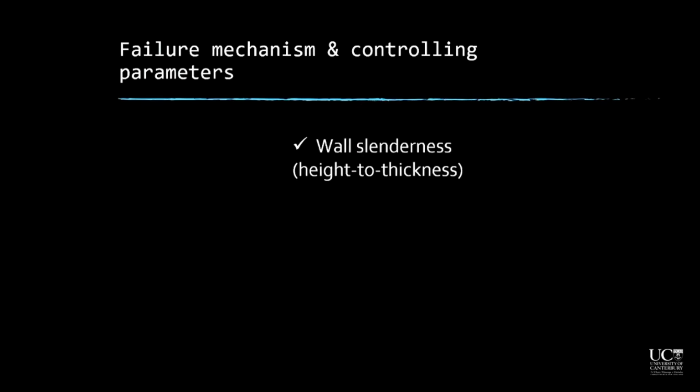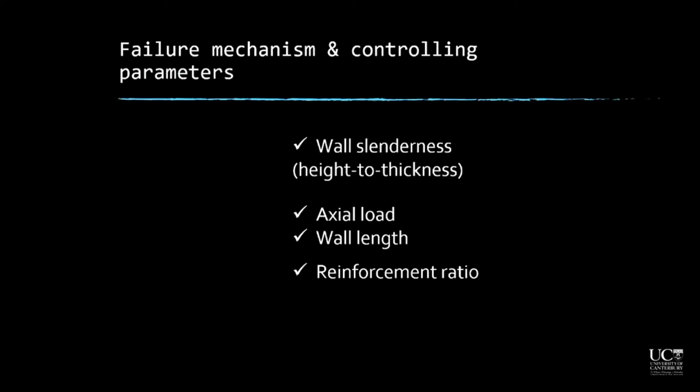So the wall slenderness, height to thickness, and the parameters that control the strain, such as axial load and wall length, as well as reinforcement ratio, which controls the crack closure during unloading and reloading, are the parameters that have been identified to be governing according to our parametric studies.